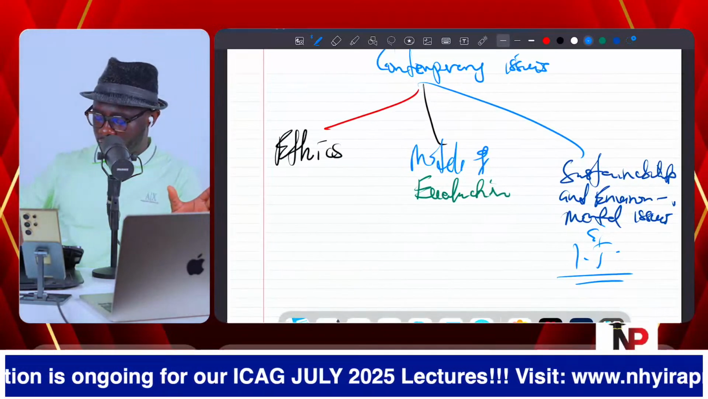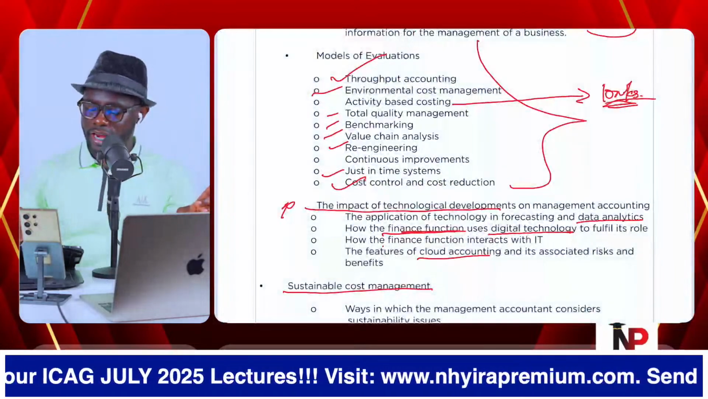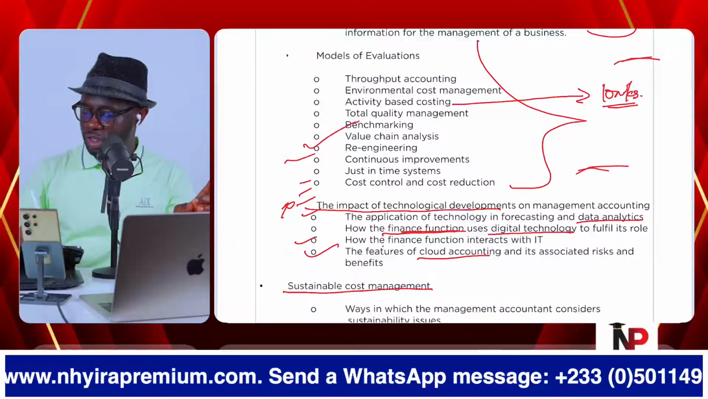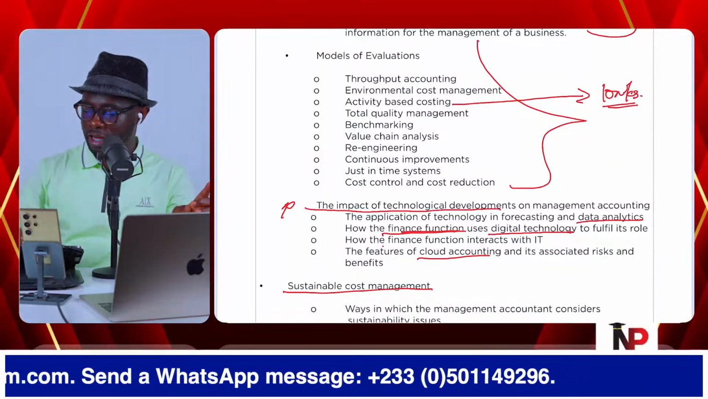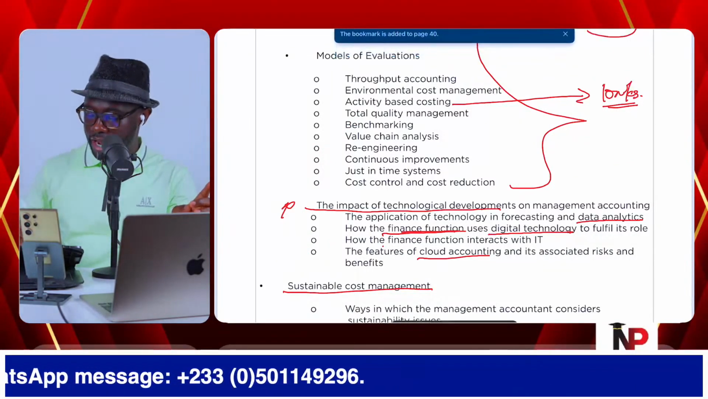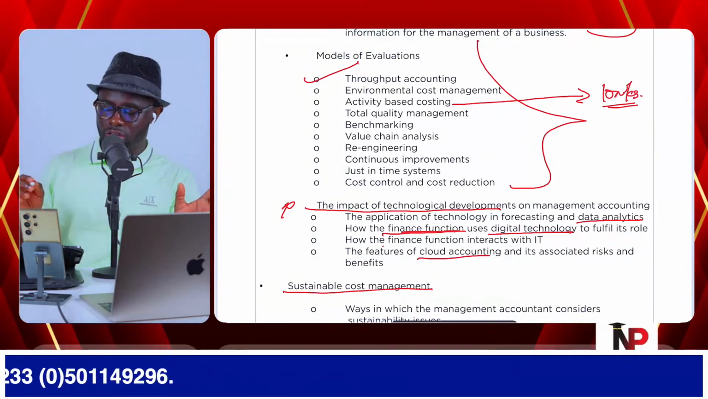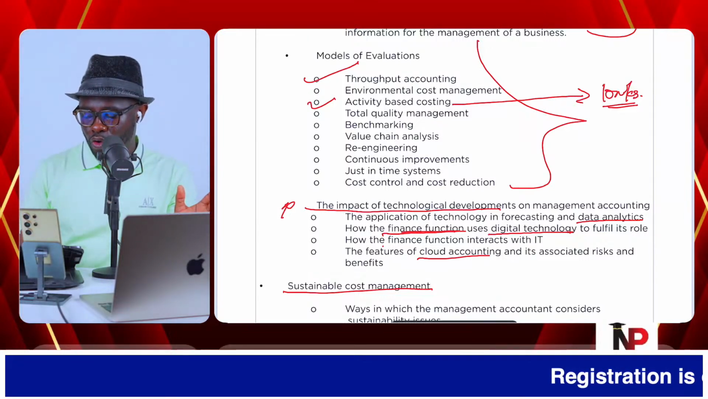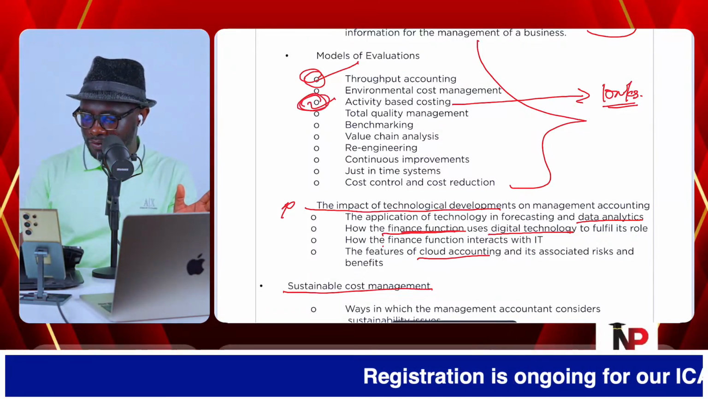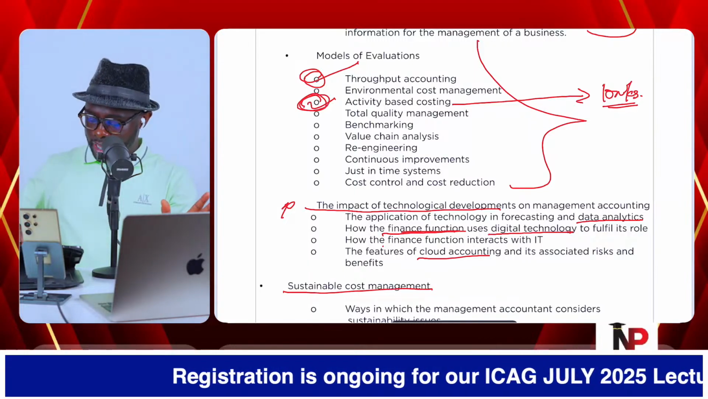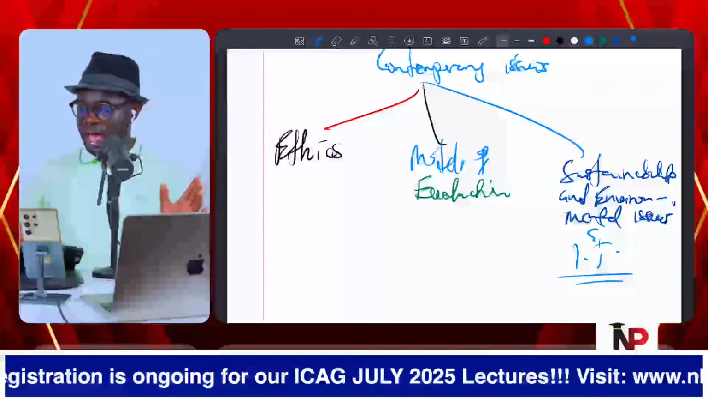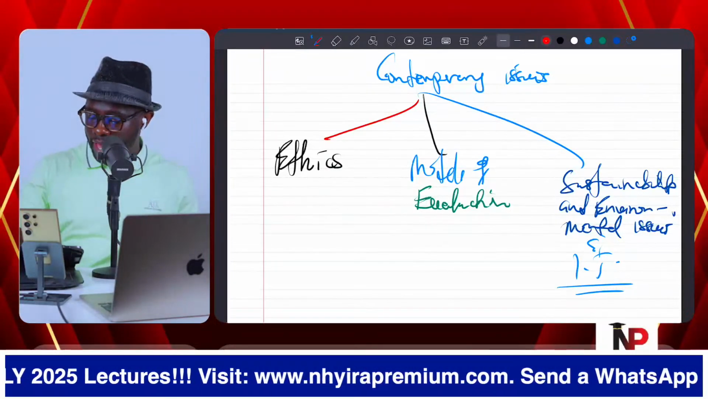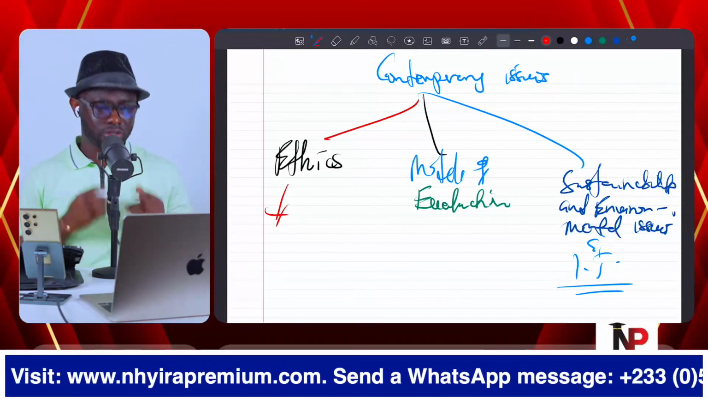Now, there are a couple of calculation issues there, like throughput accounting. So you look at something like throughput accounting. Yes, it's a calculation area, right? So throughput, there are calculations there. Activity-based costing, there are calculations there. So aside the throughput and the activity-based costing, the rest of the things here are reading areas that you must know about. So ethics, yes, in management accounting, we have ethics.